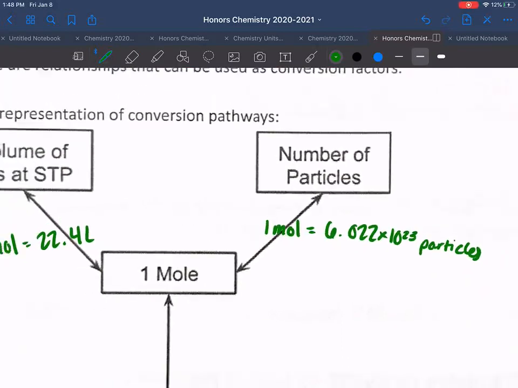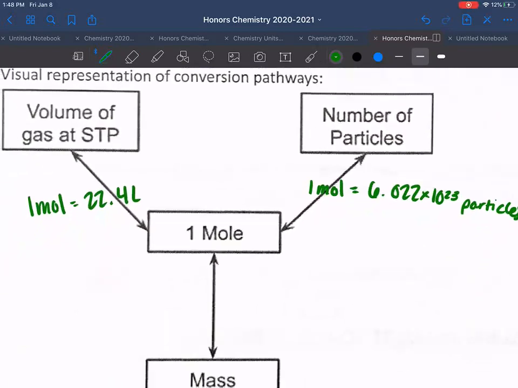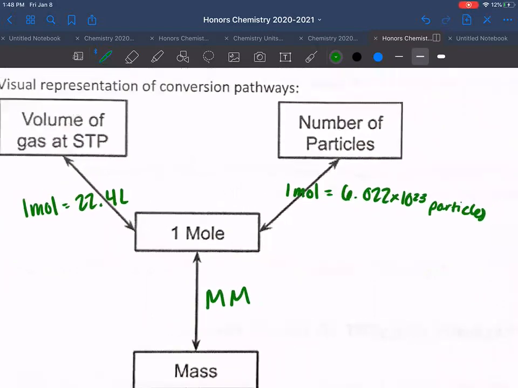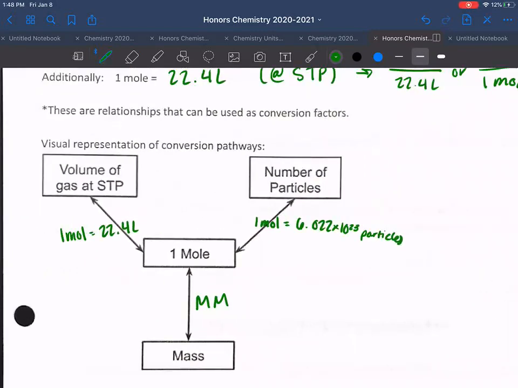And then what's going to give us the conversion between moles and mass we talked about yesterday? What did we use using the periodic table? We use the atomic mass to calculate the molar mass. So the molar mass is what we use to convert between moles and mass. And so let's do some math, right?